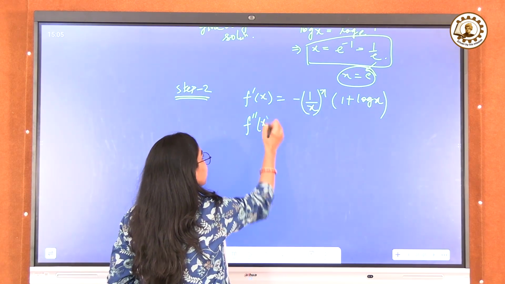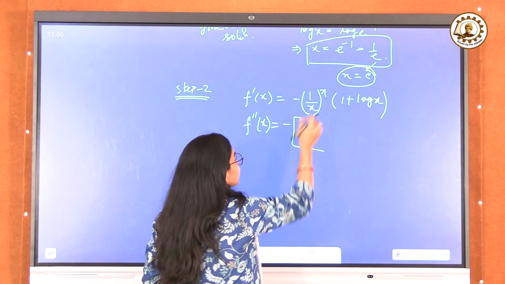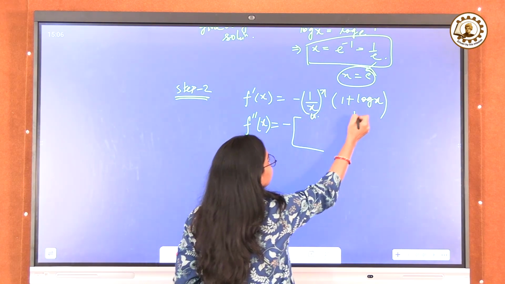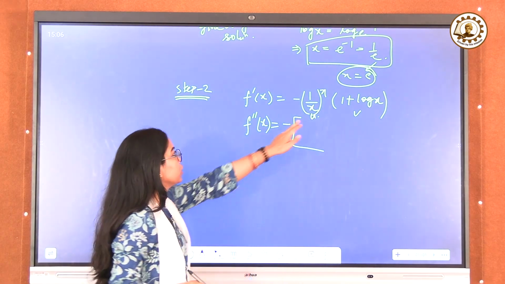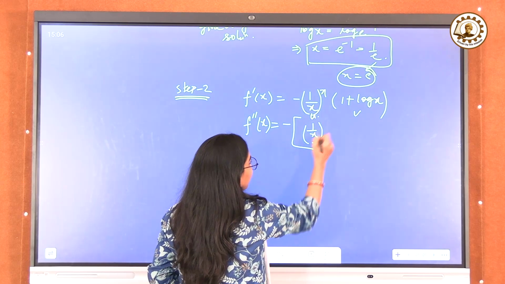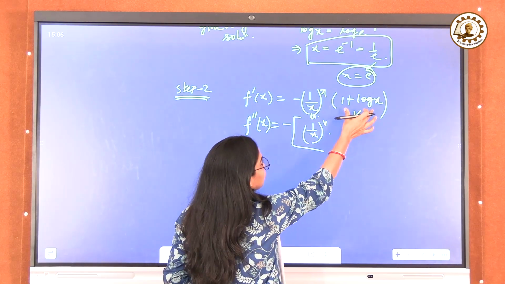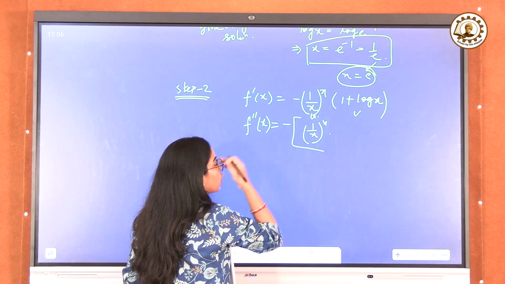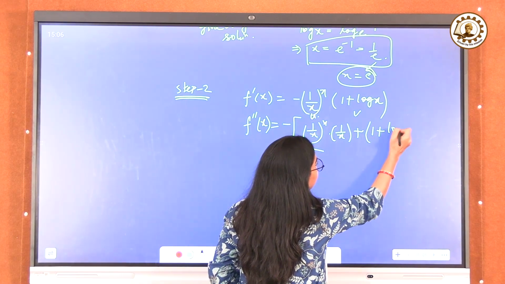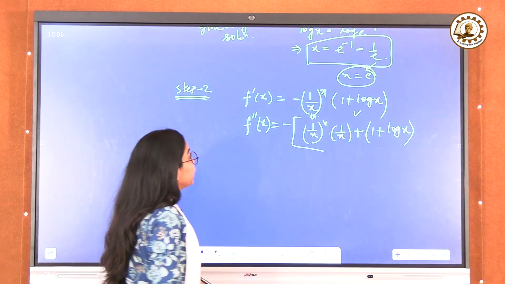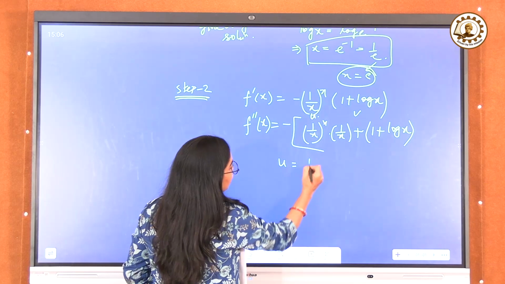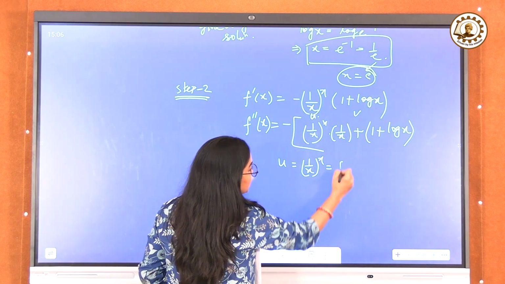F double dash x equals, we are taking the minus, and suppose this is u and this is v. Again, the derivative of uv is u into derivative of v plus v into derivative of u. U means 1 by x to the power x, into derivative of v, which is 1 plus log x, derivative of the constant is 0, log x derivative is 1 by x, plus v, which is 1 plus log x, into derivative of u, and you see that this u is 1 by x to the power x, which is our fx.